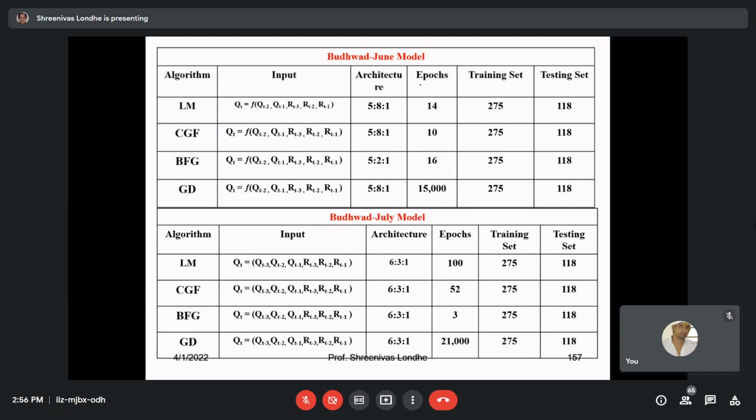Epochs, that means the iterations. I explained you one back propagation iteration. Likewise, there are 14, 10, 16, and you can see the gradient descent is the slowest one. It takes 15,000 epochs for training and testing. So LM, CGF, they require fewer epochs for attaining a very standard low error. In Budhwar July also, you can see that BFG is 3, this is 21,000. Architecture 6:3:1, same for all.